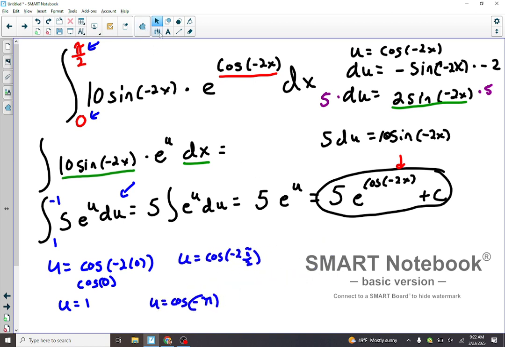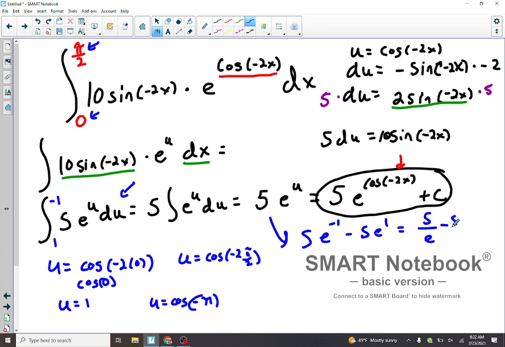I would stop here, right? Because I wouldn't need to plug it back in. But in this example, it'll be 5 e to the negative 1 power minus 5 e to the 1 power. Okay? Which you could rewrite as 5 over e minus 5e. In this case, no plus c because we're talking about actual numbers.